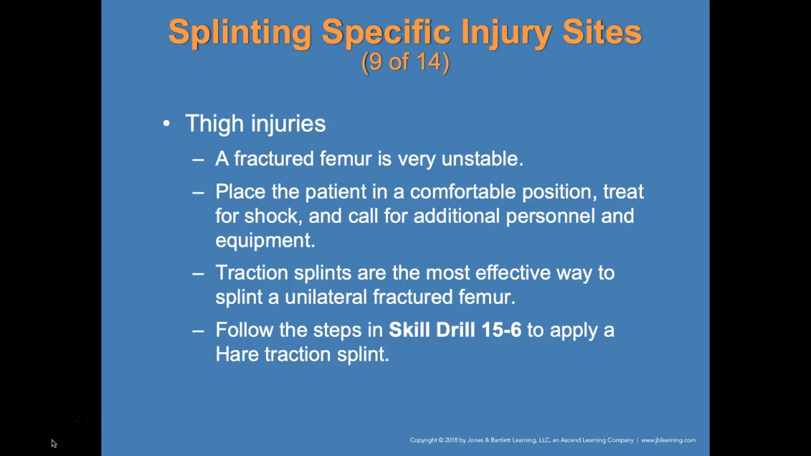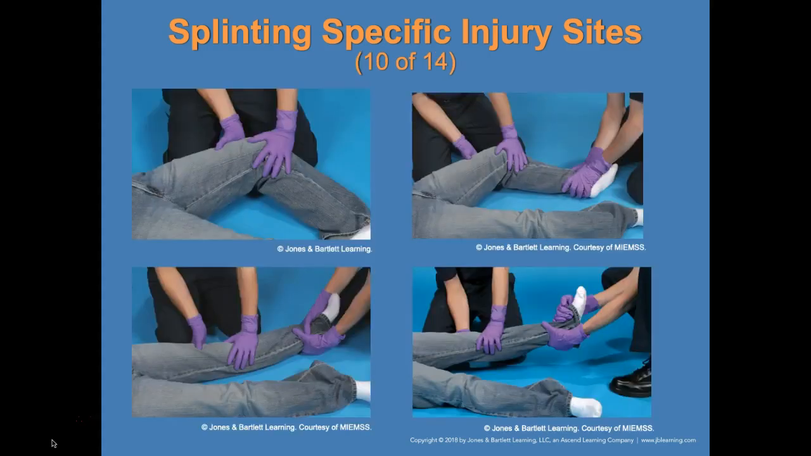Like I said earlier about the traction splints, these are the best way to splint a unilateral femur fracture. Skill drill 15-6 shows us how to apply a Hare traction splint. Hare is just the manufacturer's name. This is not a good picture of it, but it does show you how to pull traction on that thigh. You're going to want to straighten out that leg and then start pulling back on it. In your book, you can see they're placing an apparatus under the thigh and then pulling on it, and then they adjust it and it holds it in place like that. You may or may not have that type of equipment on your vehicle as an EMR.